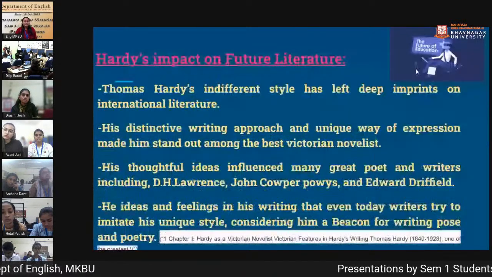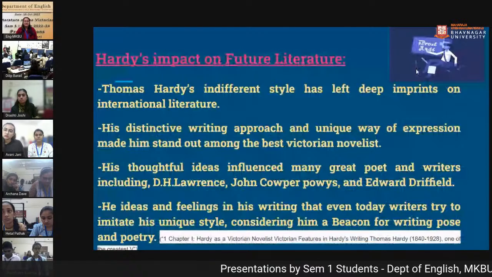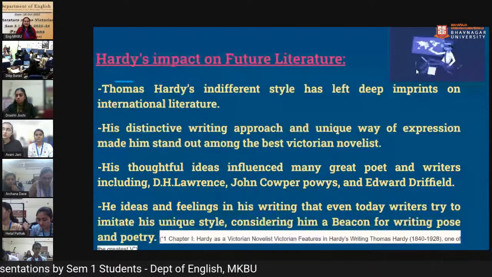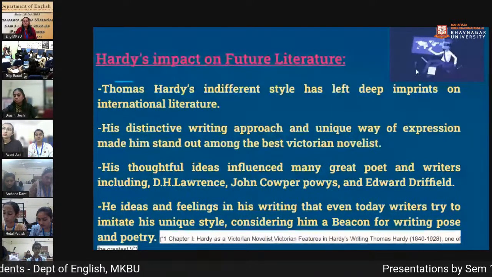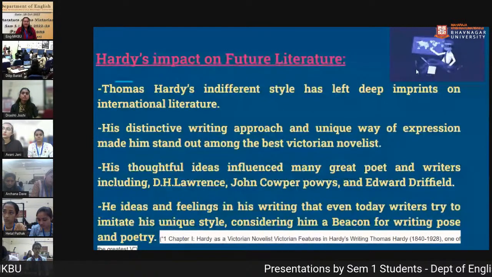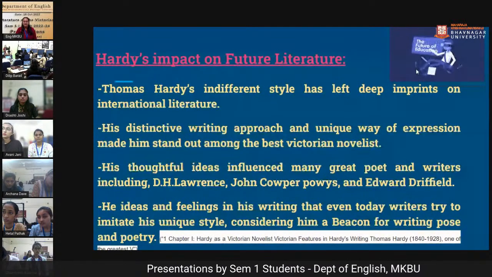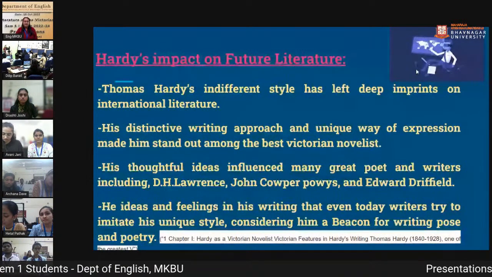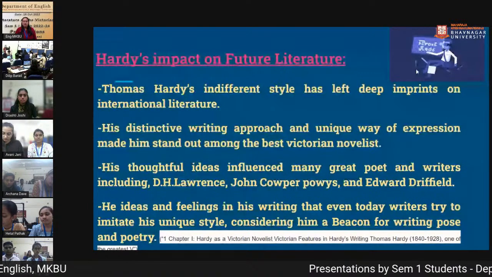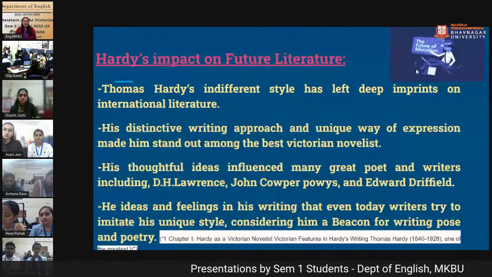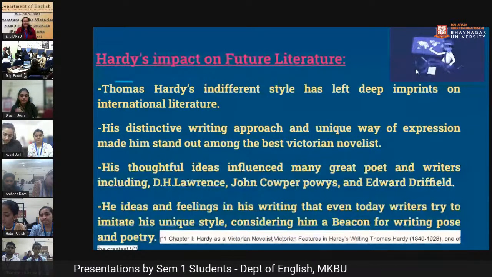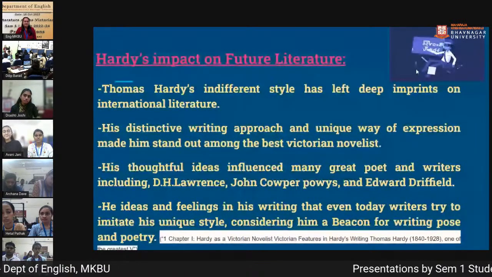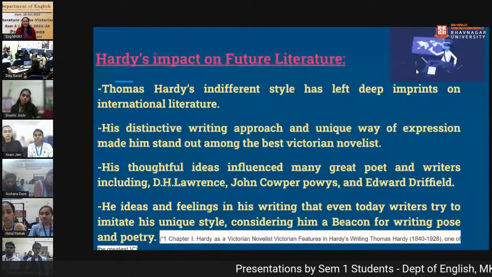Hardy's impact on future literature. Thomas Hardy's distinctive style has left a deep imprint on international literature. His distinguished writing approach and unique way of expression made him stand out among the best Victorian novelists. His thoughtful ideas influenced many great poets and writers, including D.H. Lawrence, John Cowper Powys, and Edwin Muir. His ideas and feelings in his writing are such that even today's writers try to imitate his unique style, considering him a beacon for writing prose and poetry.